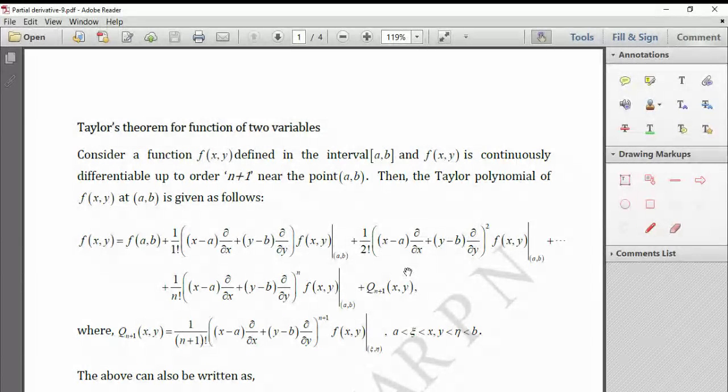Hello everyone. In today's class, let us learn about Taylor's theorem for function of two variables. Already you are familiar with Taylor's theorem for function of one variable. This is the extension of that theorem for function of two variables. What does your Taylor's theorem for function of one variable say?